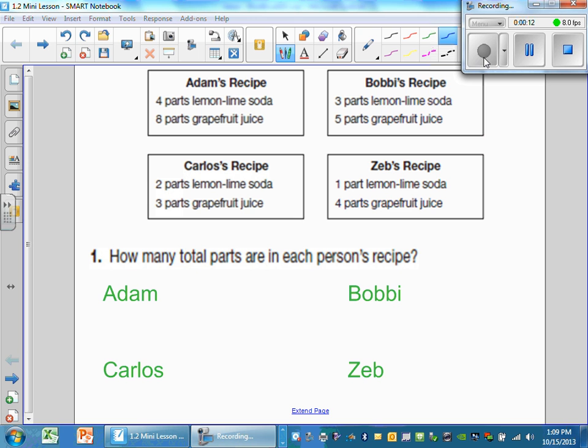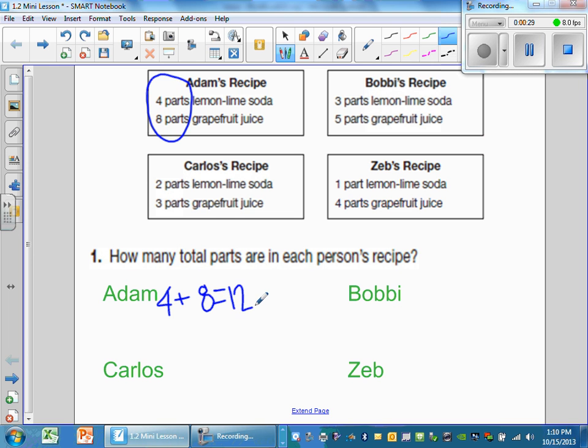Number 1 says, how many total parts are in each person's recipe? Well, to find the total parts, all you have to do is add both parts together. So for Adam's recipe, we would take 4 plus 8 to give us 12 total parts. Go ahead and try Bobby, Carlos, and Zeb on your own, and when you're done, press play.